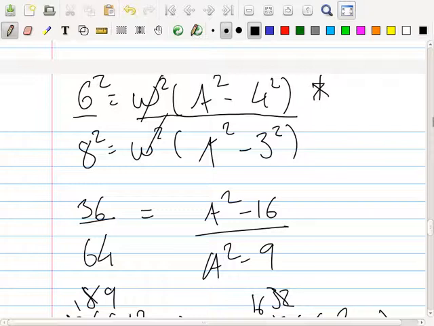What was it? V squared equals omega squared times A squared minus x squared. Why do you use that? It's the only one I can use.